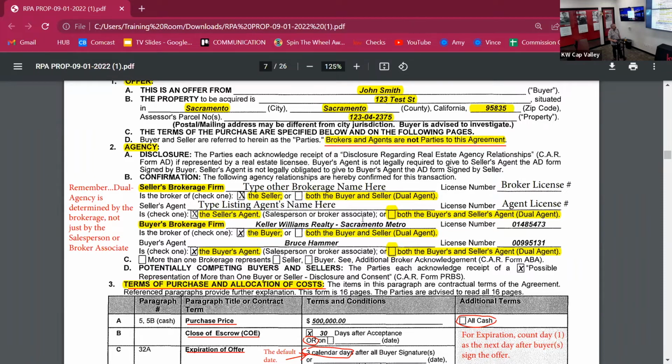But if it's a different brokerage, this one is going to represent the buyer only. You're not going to check. And then buyer's agent's name here, that person's license, and buyer's agent. So that's easy. And I put a note here just to remember that dual agency is determined by the brokerage, not the salesperson.